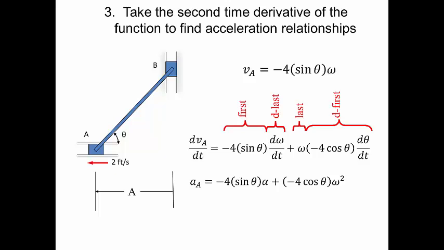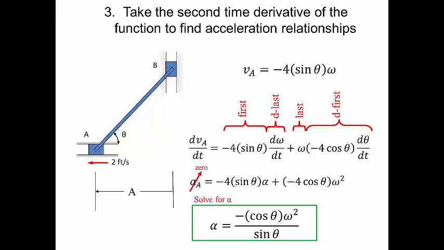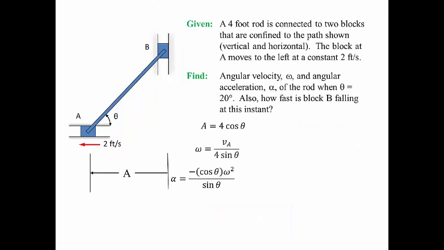We know that our acceleration in the A direction is 0 because we're moving at a constant velocity of 2 feet per second. So we can then simplify this equation further and solve for alpha, so that our angular acceleration is equal to minus the cosine of theta times the angular velocity squared divided by the sine of theta. Now that we have our equations, we can go ahead and solve for the different components.